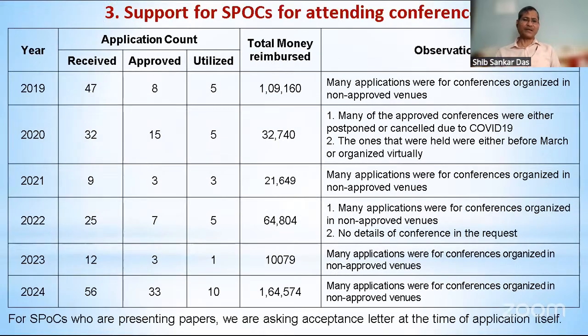This support has been increasing. We have wanted to extend it to many more people. That is the reason NPTEL stars have been brought under the umbrella here. But most of the time, the rejection comes because people get approval for a conference which is in a non-approved venue. So you really need to check with NPTEL whether the conference is being organized in the approved venue or not.